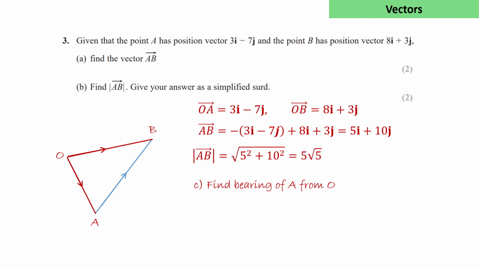If we were asked to find the bearing of A from O, by convention, i is the unit vector in the east to west direction, j is the unit vector in the south to north direction. So we add the north direction, we work out the angle alpha between OA and the horizontal, to be tan to the minus 1 of 7 over 3, or 66.8 degrees, which gives us a bearing of 90 plus 66.8, equal to 156.8 degrees.